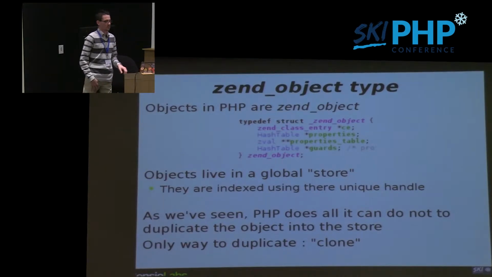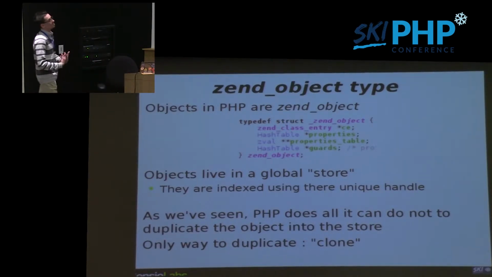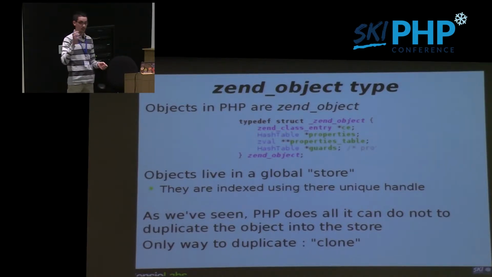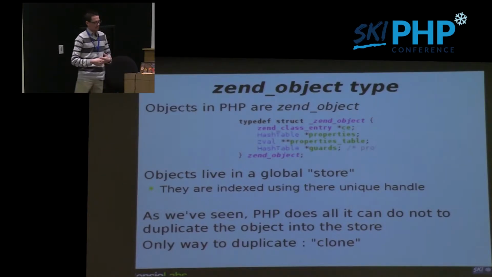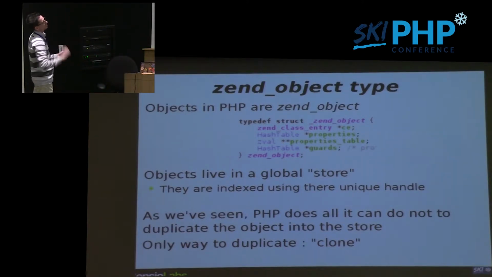What is an object in PHP? An object is a zend_object. This is actually the true object in memory. Okay, it has a class entry and it has properties and a property table. We're going to show what the difference is there.